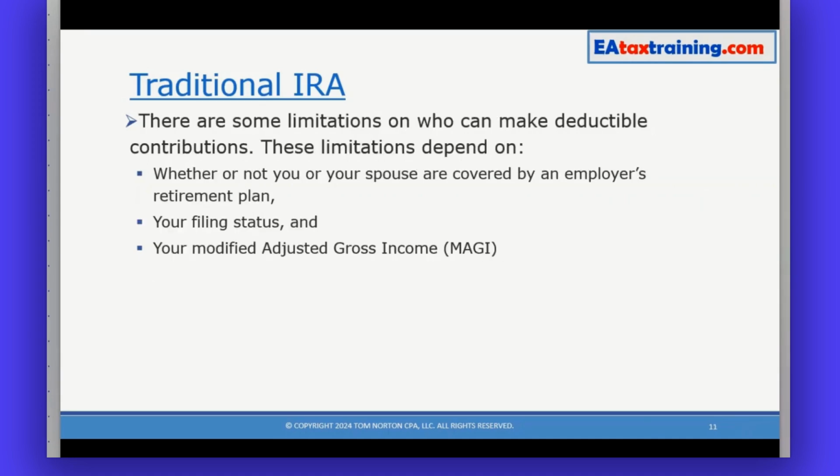Now, there are some limitations on who can make deductible contributions. These limitations depend on a few factors. First of all, it depends on whether or not you or your spouse are covered by an employer's retirement plan. Your filing status is something else that helps to determine whether or not and how much you can contribute to an IRA, and your modified adjusted gross income. And when we talk about modified adjusted gross income for IRAs, we're talking about your adjusted gross income, adding back any foreign earned income exclusion.